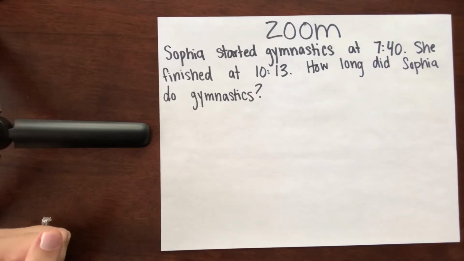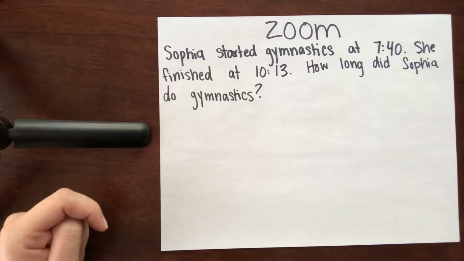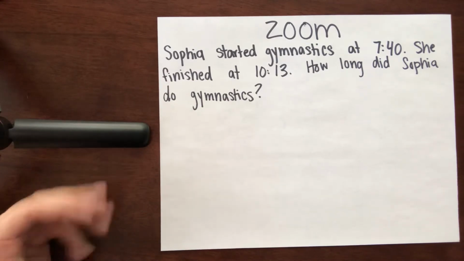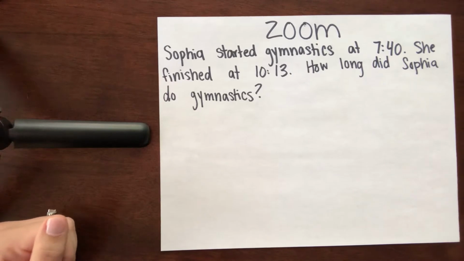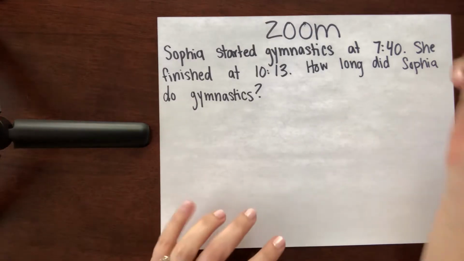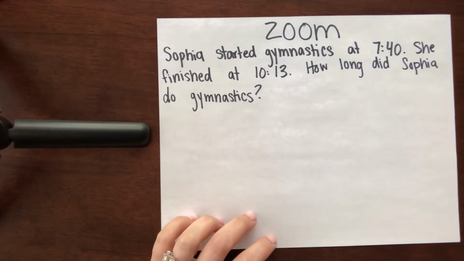So last week, you guys spent all 4 days practicing the mountain, hills, and rocks strategy. So we were using that strategy to find elapsed time. You were either finding the start time, the elapsed time, or the end time. So this week, I'm going to be teaching you 2 new strategies to find elapsed time. And today's strategy is called the zoom strategy. And I'm going to show you why it's called that in just a second.